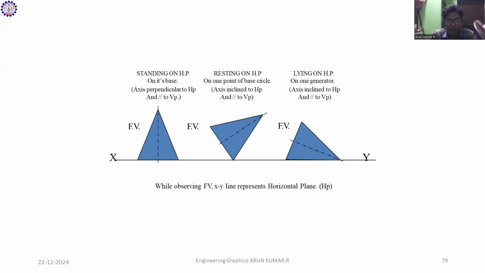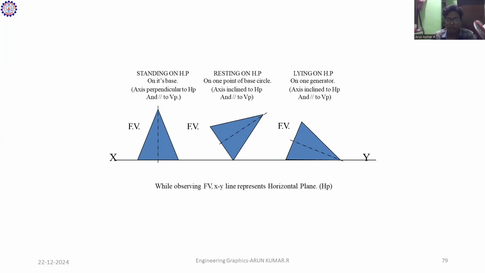The next case is called resting on HP. What is resting on HP? It means any one of the bases will be resting on HP. How do we construct this? We solve it with the same method as standing on HP, but the axis is inclined at a certain angle. That data will be given in the problem.